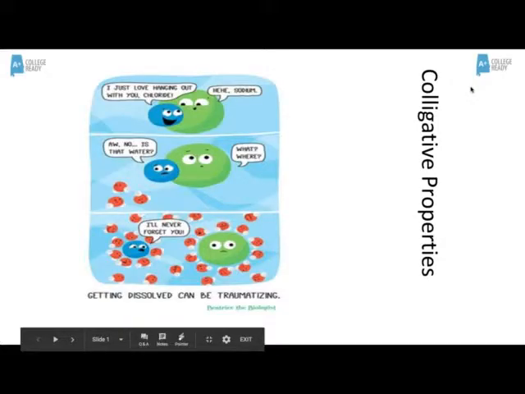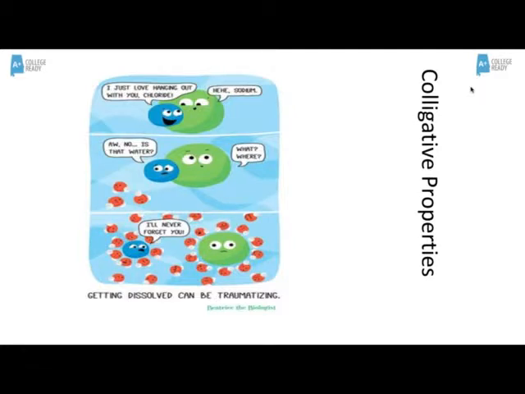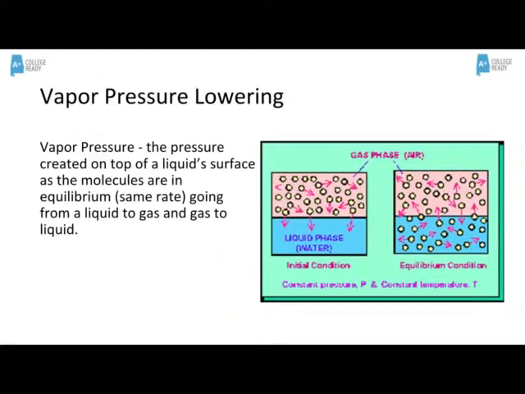My name is Marlena Snellick with A Plus College Ready, and today we are going to look at colligative properties. We are going to look at 4 different types of colligative properties: vapor pressure, boiling point, freezing point, and osmotic pressure. So let's start with vapor pressure lowering.